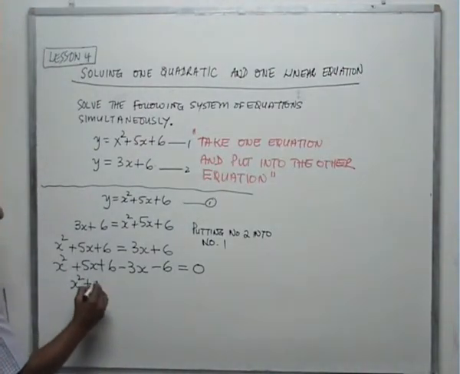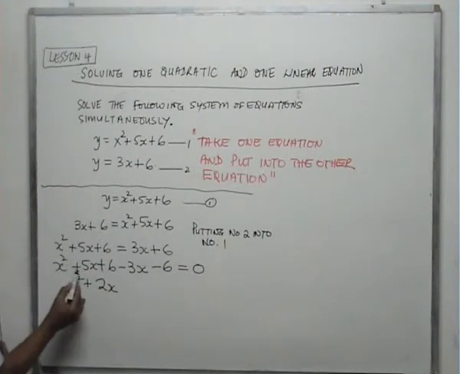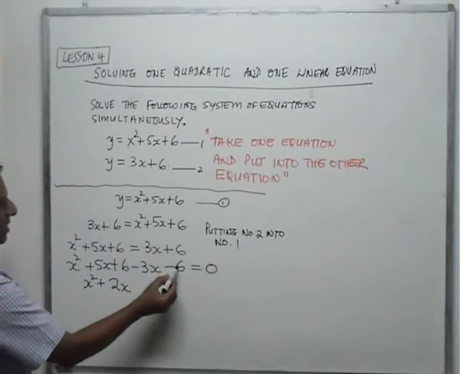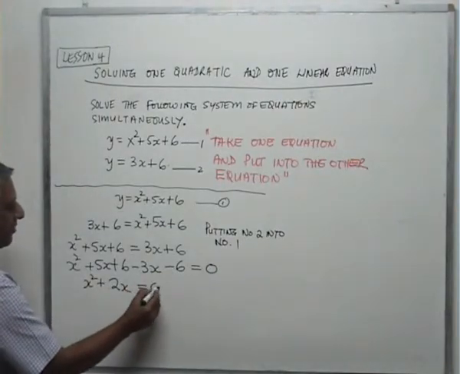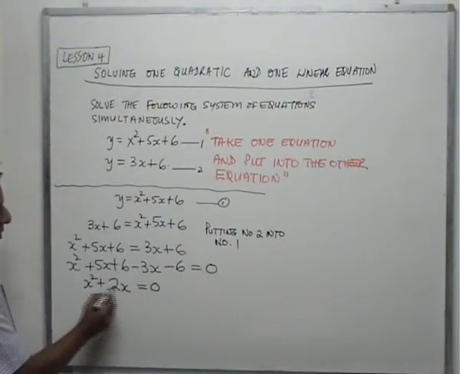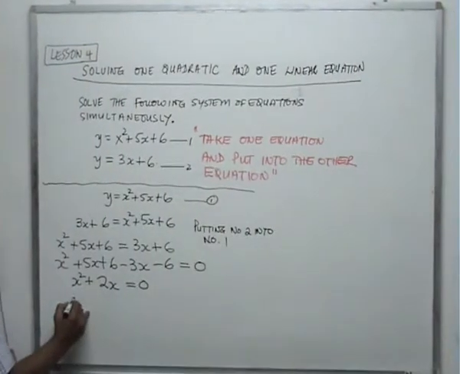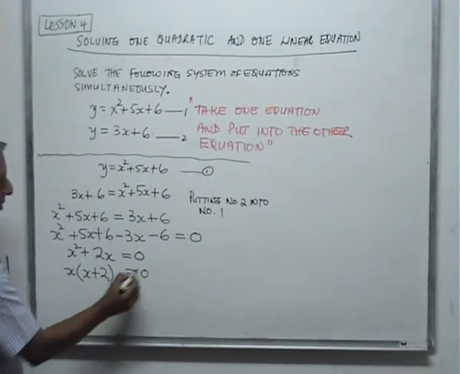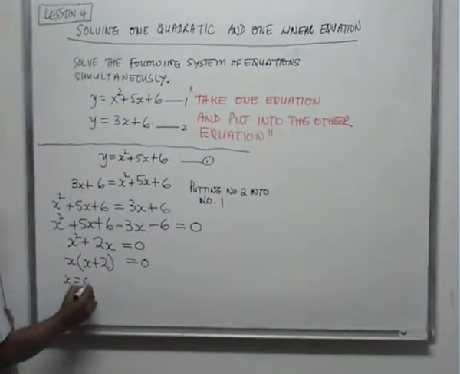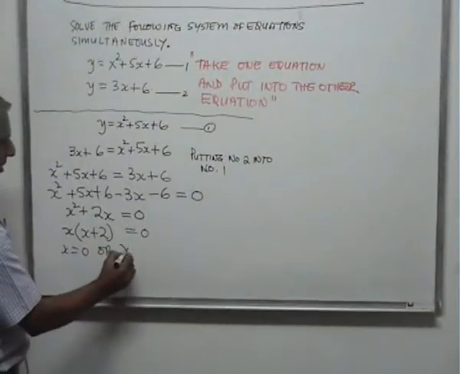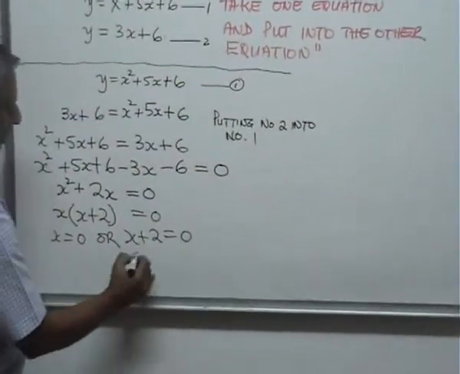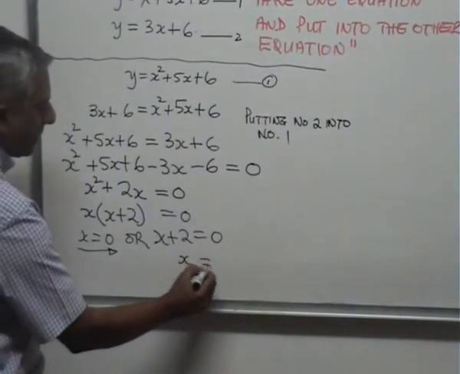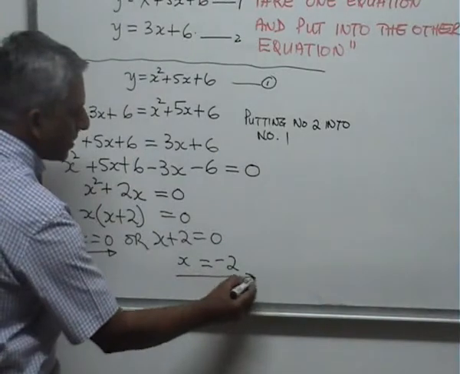So that will give me plus 2x. You see, plus 5x and minus 3x will give me plus 2x. Plus 6 and minus 6 cancels off, and I'm left with 0. Now when I look at this, I've got a quadratic and I can factorize it. x into x plus 2 is equal to 0. So x is equal to 0, or x plus 2 is equal to 0. This one is solved already, and this one gives me minus 2.